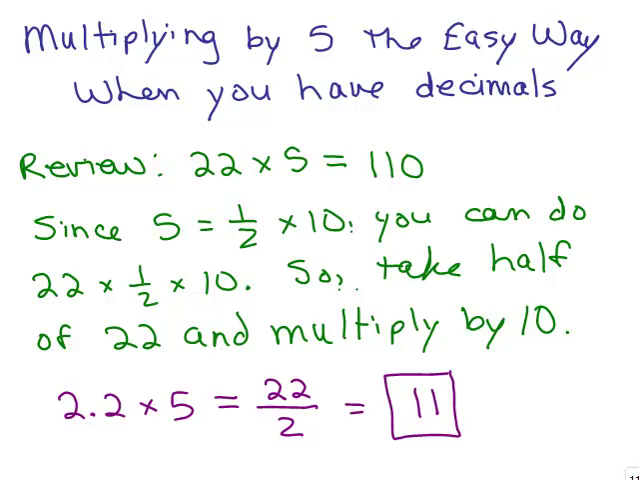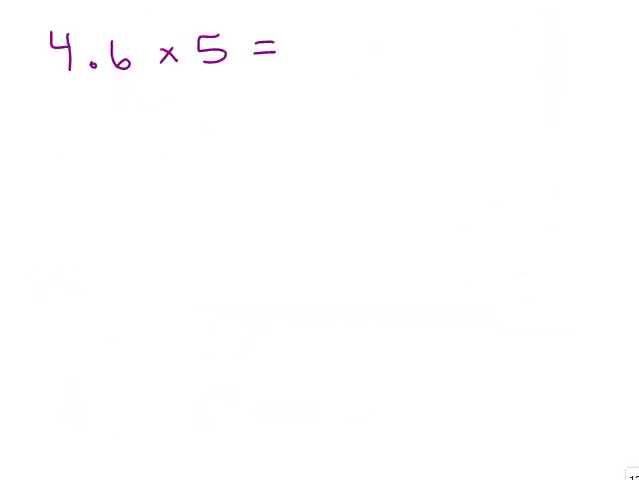Let's look at another example. All right, so let's do 4.6 times 5. I'm going to multiply by 10 first. If I multiply by 10, and you could do that in your head, you think 46 divided by 2, right? Because you multiply by 10 and then divide by 2. Dividing by 2 is the same thing as taking half of 46. And you get 23.